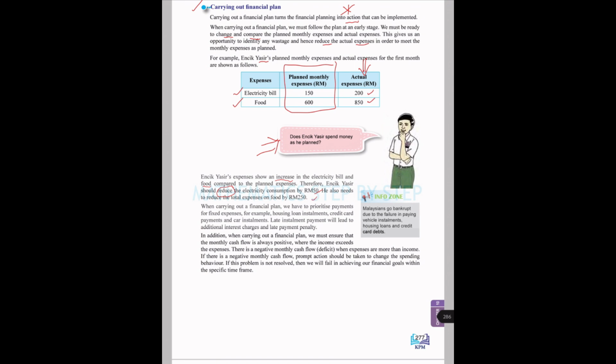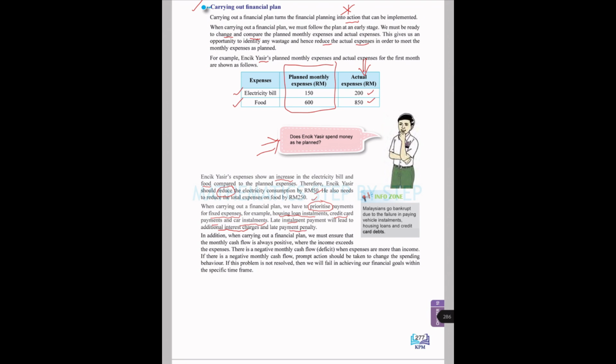So when carrying out a financial plan, we have to prioritize payments for fixed expenses. For example, housing loan installment, credit card payments, and car installments. All these will be prioritized because all these are fixed expenses. Every month we will have to pay. Late installment payment will lead to additional interest charges and also late payment penalty.